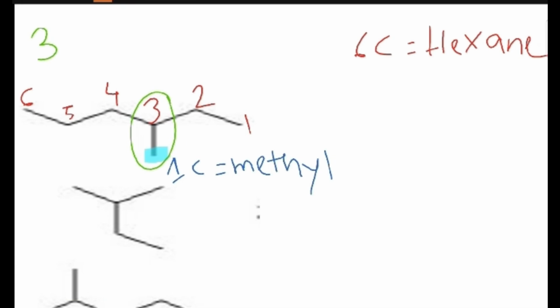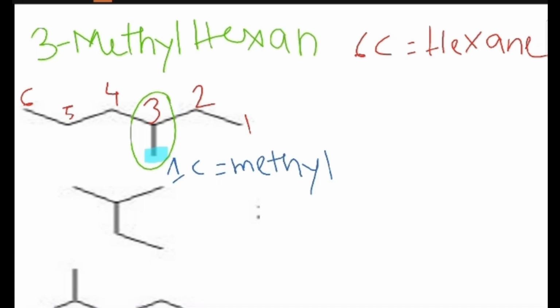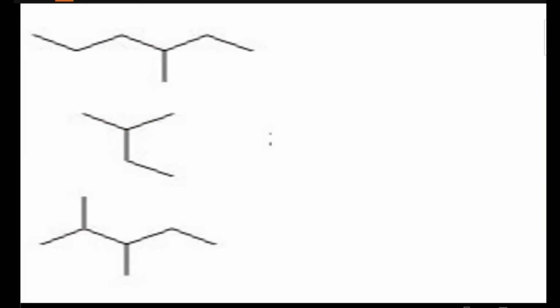Now let's complete the naming. So the name of the compound will be 3-methyl hexane. Let's try to solve one more problem. As usual, we will find the longest chain, and in this case the longest chain is this, which has 3 carbons.